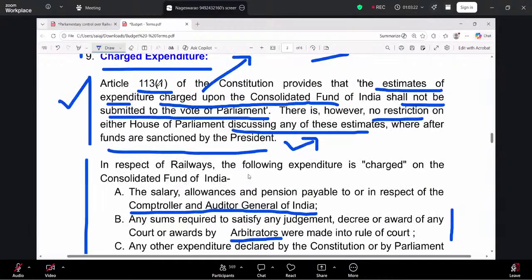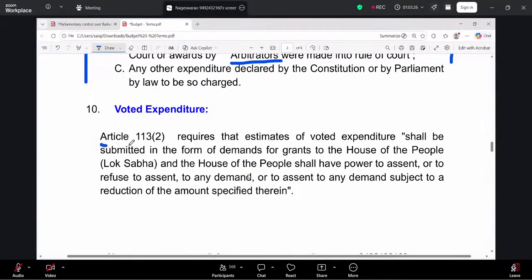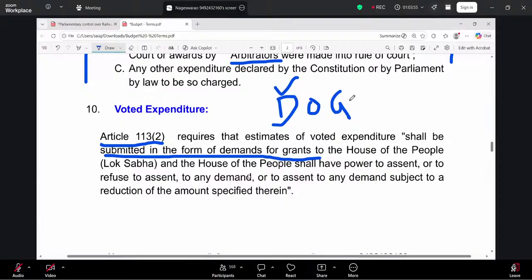So already I told, 113(1) is charged expenditure, 113(2) is the voted expenditure. Here, this is very, very important. Shall be submitted in the form of demands for grants. The Constitution of India clearly says the expenditure estimates should be presented to the Parliament through demands for grants, DFG. What is demands for grants? Demand means asking, grant means giving by the Parliament.